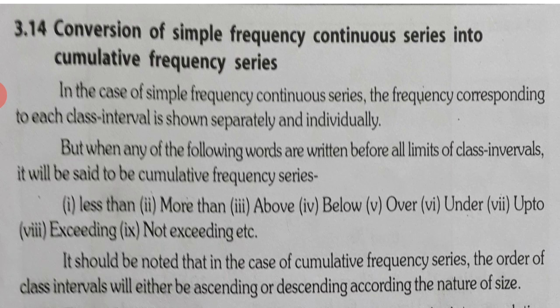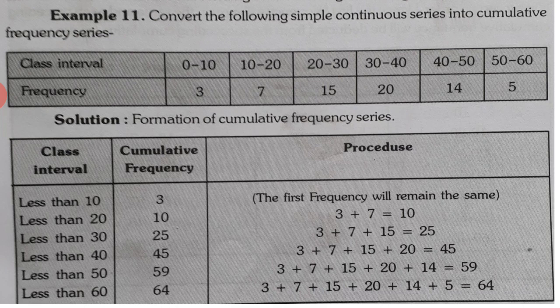You must note that in case of cumulative frequency series, the order of class intervals will either be ascending or descending according to the nature of size. To understand it, have a glance at example number 11. You are given class intervals 0 to 10, 10 to 20, 20 to 30, like this, and frequencies separately and individually for each class interval: 3, 7, 15, 20, 14 and 5.